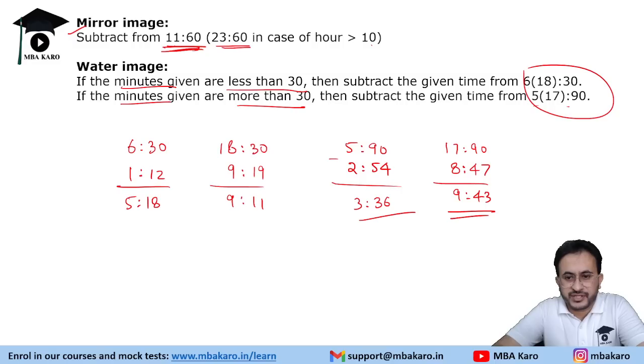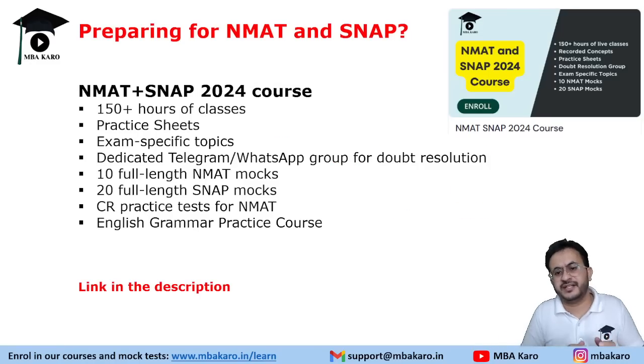If the minute is more than 30, we will subtract from 90, and if the hour is more than 5 or 6, we subtract from 17 and 18 respectively in that particular case. So depending on case to case, you know where to subtract from. Okay, so this is the question based on mirror and water images. So this covers the concept that is tested in clocks, right? The different kind of questions.